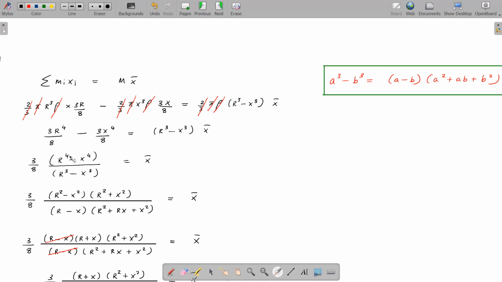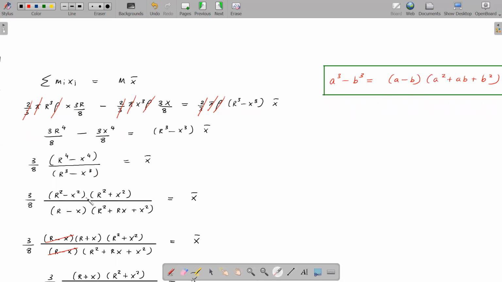So I'm remaining here with, you can see I've taken 3 over 8 out, and I'm remaining here with r to the power 4 minus x to the power 4. And then you can see I've taken this r cube minus x cube to the other side as a division. That's why you get the r cube minus x cube here. Okay, this side I've taken a 3 over 8 out, and I'm remaining with r to the power 4 minus x to the power 4. And this r cube minus x cube has come down as a division. Is that clear, guys? Can you see what I've done?